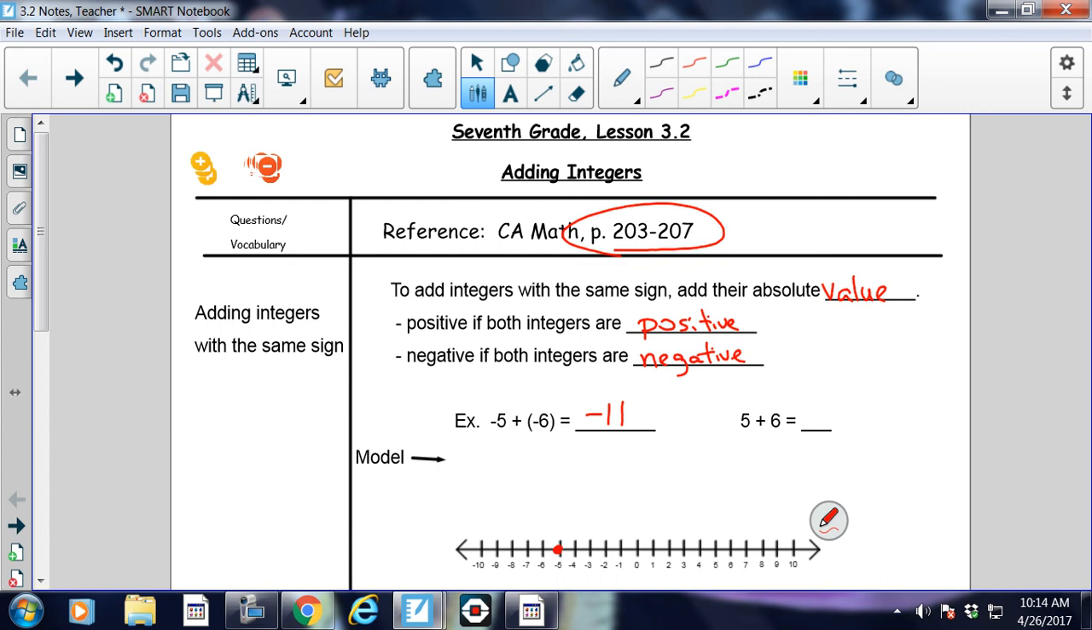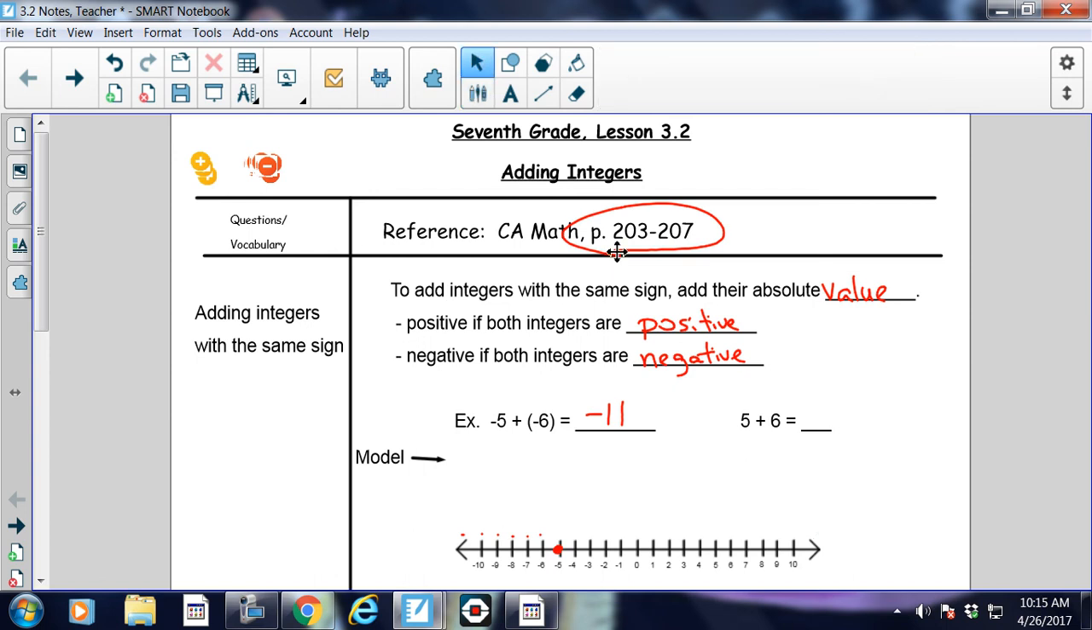-5, and I'm adding, so you'd think I'd be going to the right, but I'm actually adding a negative number, so I'm going to the left. So -5, and then I'm going to move 6 places to the left. 1, 2, 3, 4, 5, 6, which is where -11 can be.